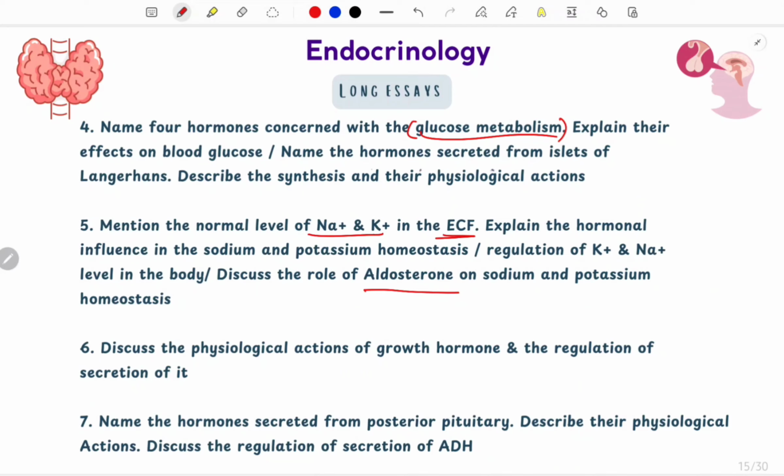Next question is physiological actions of growth hormone and the regulation of secretion of it. And the hormones, like name the hormones secreted from the posterior pituitary and describe their physiological actions and discuss the regulation of secretion of ADH. So basically, concentrate on, try to cover all hormones under these topics, okay? Try to cover all these things, okay?